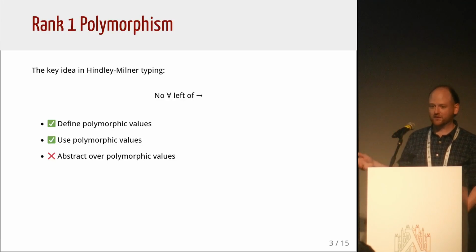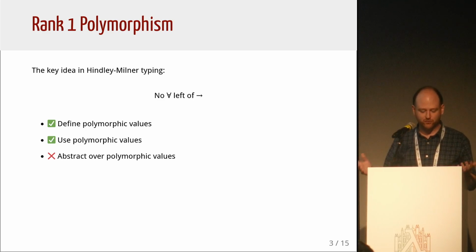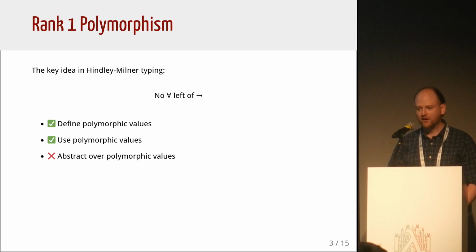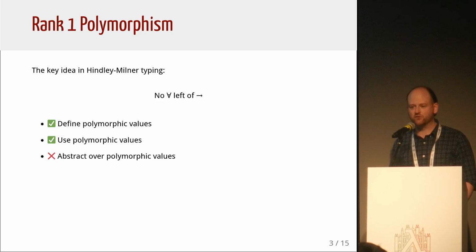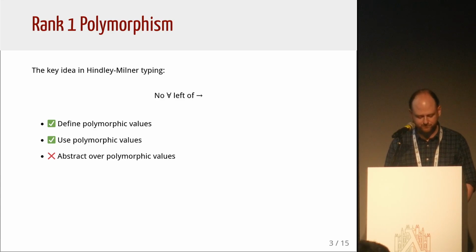So the key idea in ML is, of course, that you don't abstract over polymorphic values. There are no for-alls on the left of function arrows. So that means you can define polymorphic functions, you can use polymorphic functions, but you can't abstract over polymorphic functions. You can't pass polymorphic things to other pieces of code.